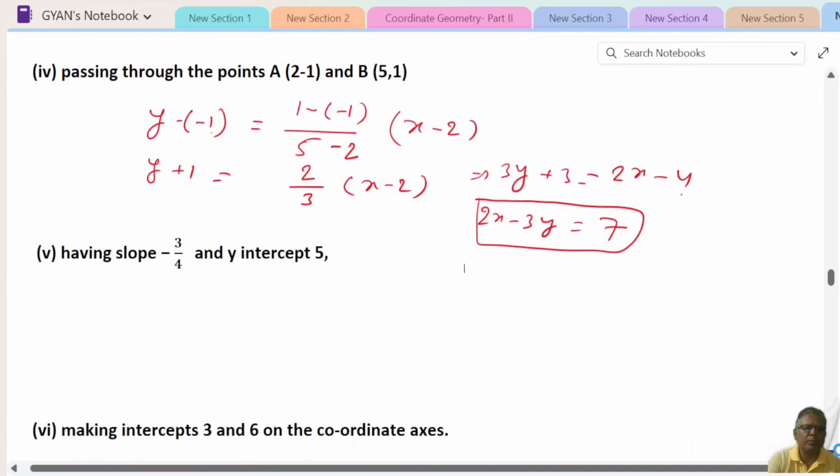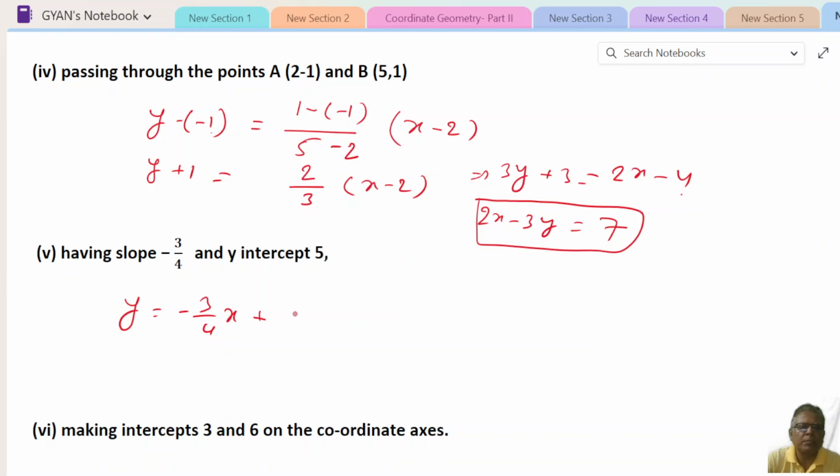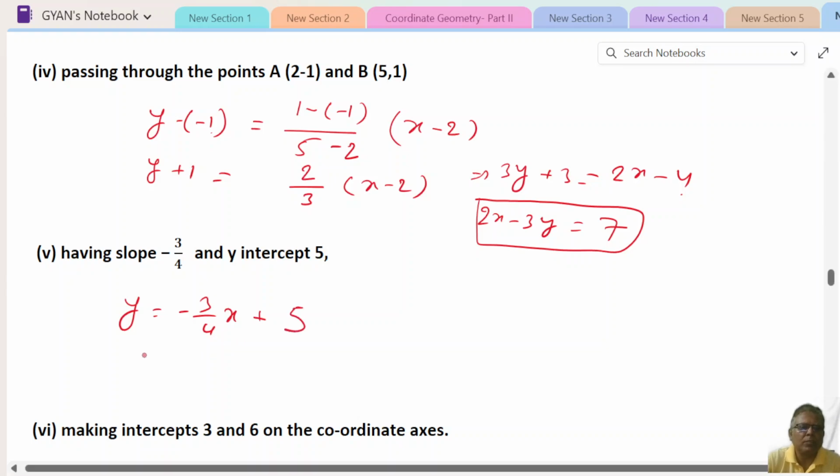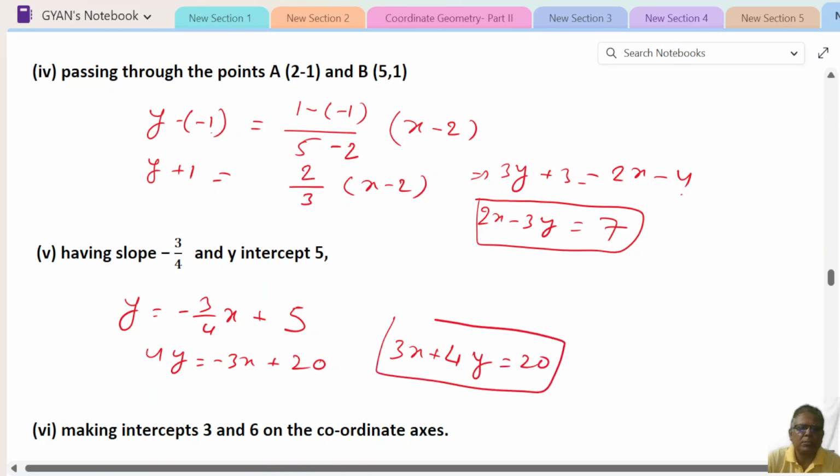Having the slope minus 3 by 4, so y is equal to minus 3 by 4 x plus c. C is 5. So 4y is equal to minus 3x plus 20. That is equal to 3x plus 4y equal to 20. So that's the answer.